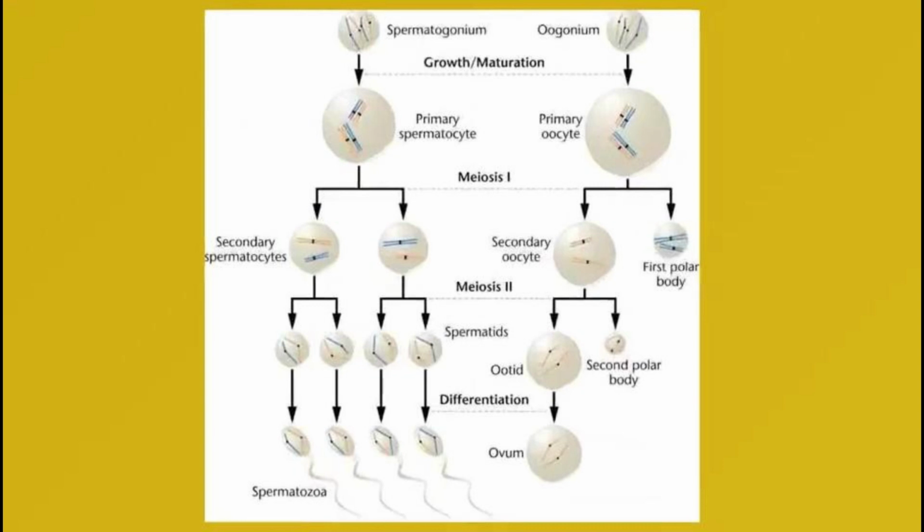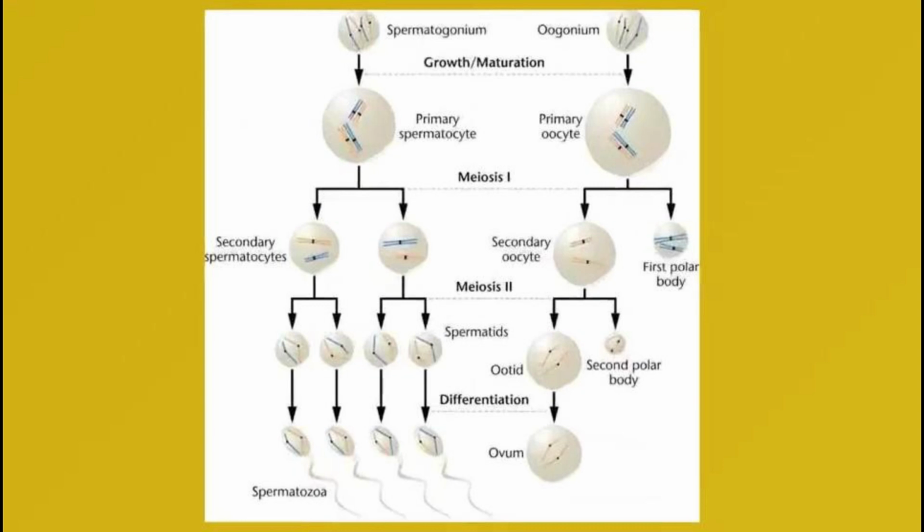So only one oogonium continues to grow to form a primary oocyte. So unlike the spermatogenesis, in which we have lots of sperm, only one oogonium is going into oogenesis to form one ovum at the end. Whereas, as I said, in spermatogenesis, we have multiple. So only one oogonium, through growth and maturation, so no meiosis or mitosis at this stage, will grow and mature to form a primary oocyte.